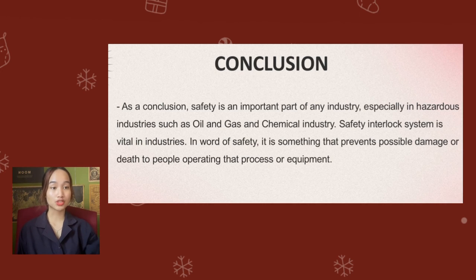So for conclusion, safety is an important part of any industry, especially in hazardous industries such as oil and gas and chemical industry. Safety interlock system is vital in industry. In terms of safety, it is something that prevents possible damage or death to people operating the process equipment.